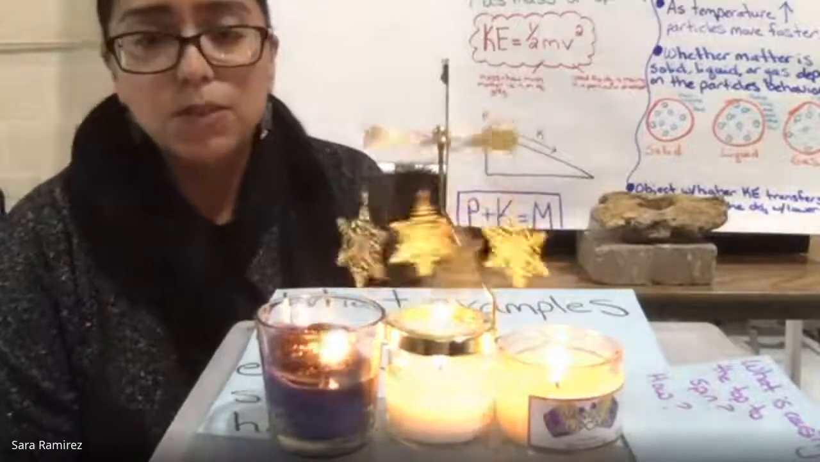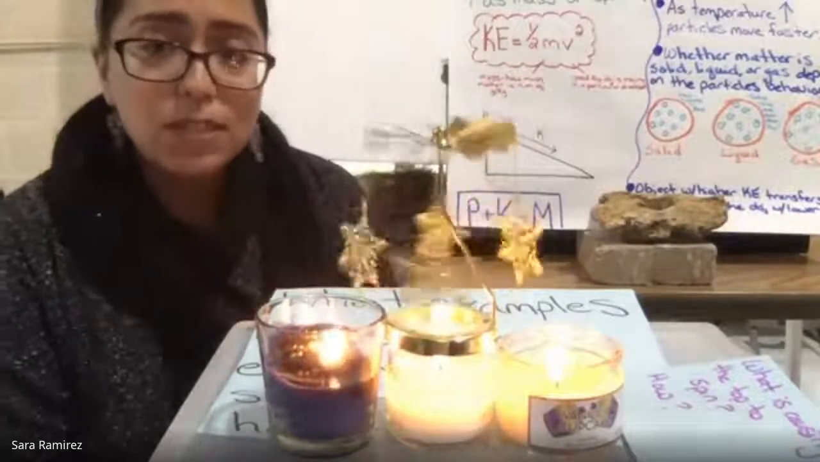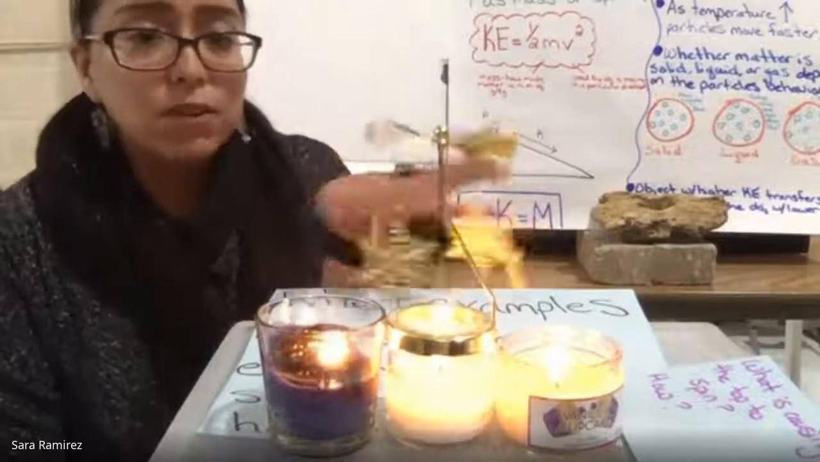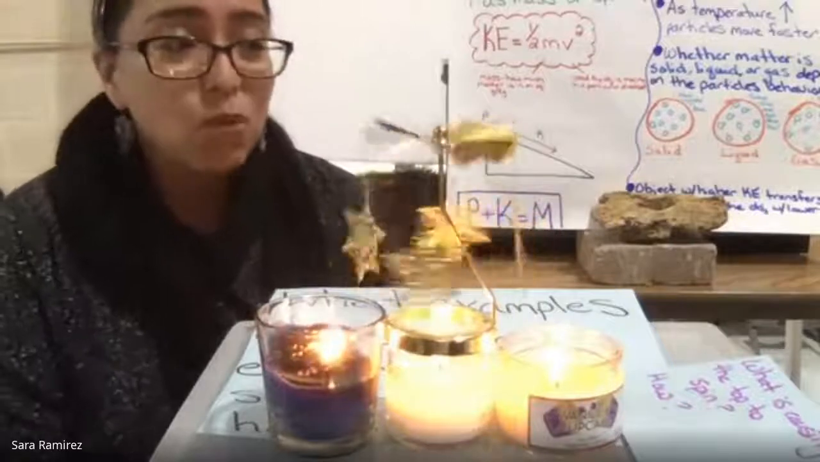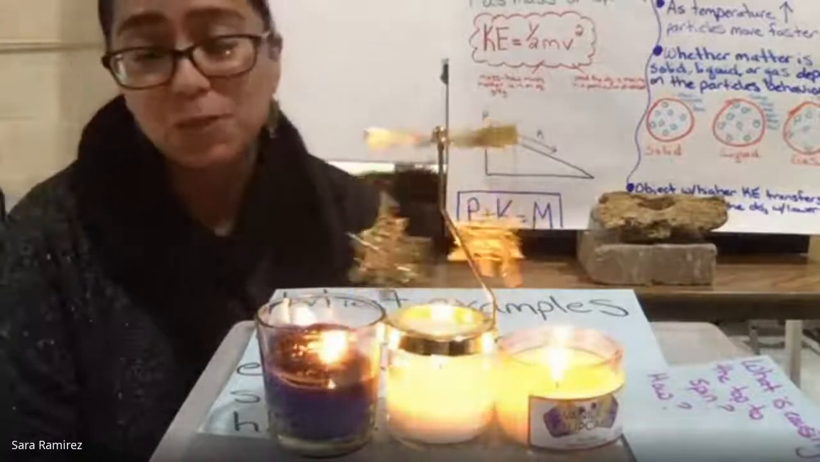So think about the forms of energy that I talked about. Think about the ones Ms. Nash talked about. What forms of energy do you see here in this example? And also think about what is causing this top to spin.